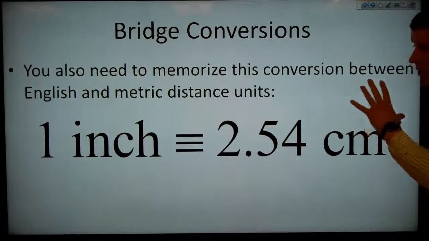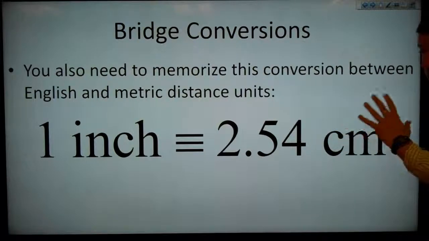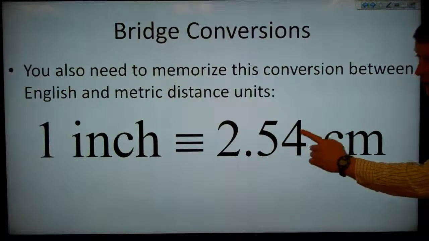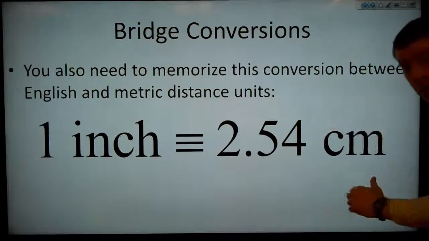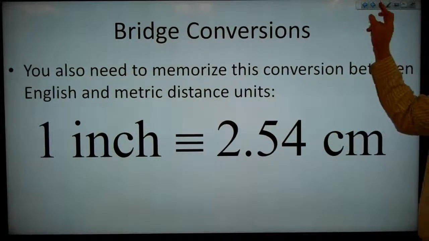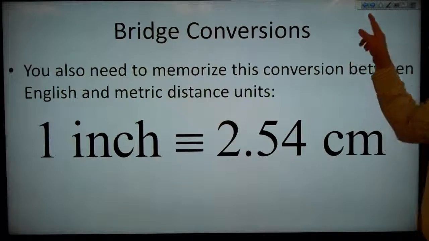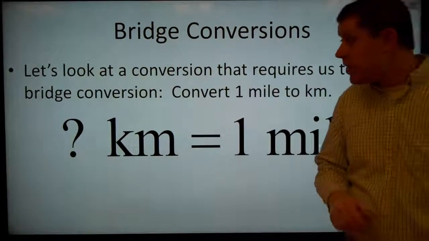You also need to memorize the bridge conversion between the English and metric units. So 1 inch is defined to be 2.54 centimeters. Again, note that all of the numbers in all 4 of these equations are exact. There's no uncertainty in any of them.